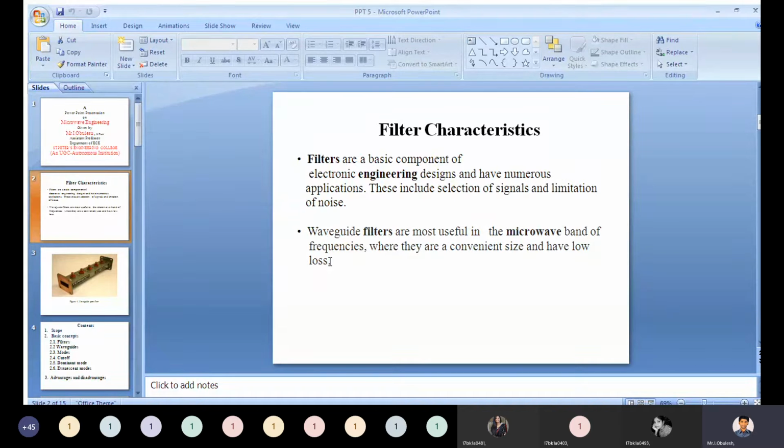So waveguides are hollow metal conduits inside which an electromagnetic wave may be transmitted. Filters are devices used to allow signals at some frequencies to pass, which is the pass band, while others are rejected. Rejected is nothing but the stop band. Filters are a basic component of electronic engineering designs and have numerous applications.